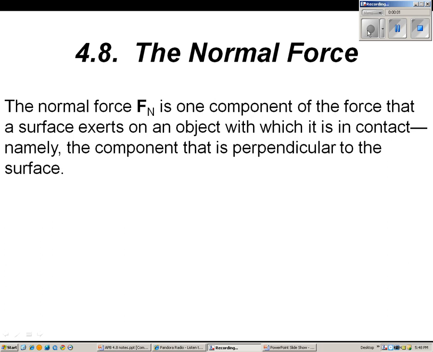This is the 4-4 video for the APB class. We're going to talk about section 4.8 here. You should read your textbook in section 4.8 as well. We're going to talk about the normal force.